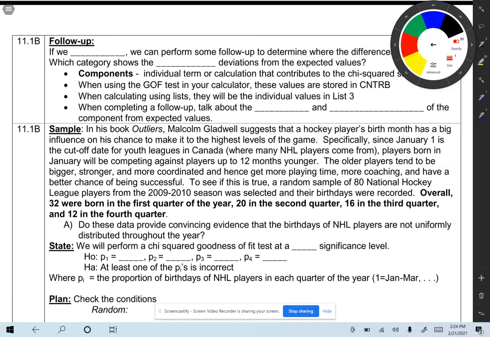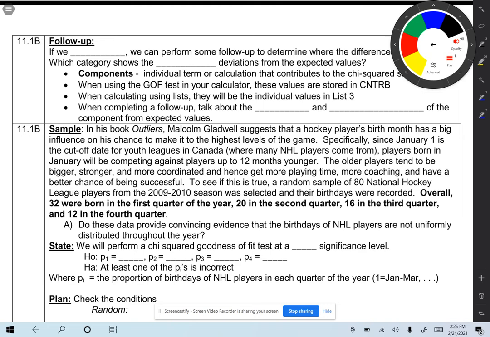Hello, AP Stat students. In 11.1a, we learned about the chi-squared goodness of fit test. We figured out what the chi-squared statistic was, and then we calculated a chi-squared CDF and compared the p-value to alpha and determined whether we can reject the null hypothesis or fail to reject.